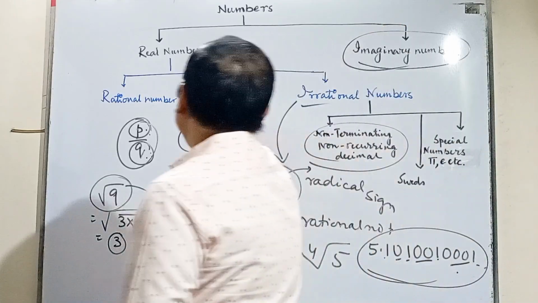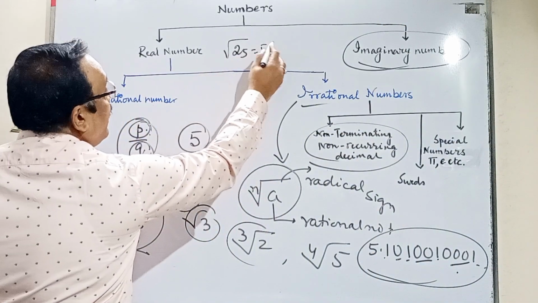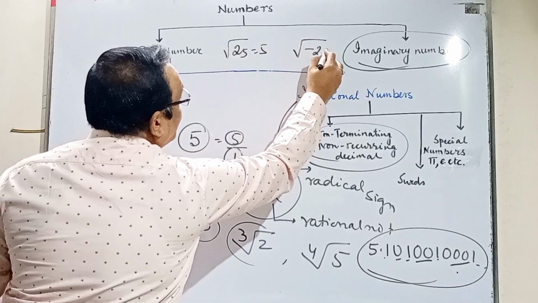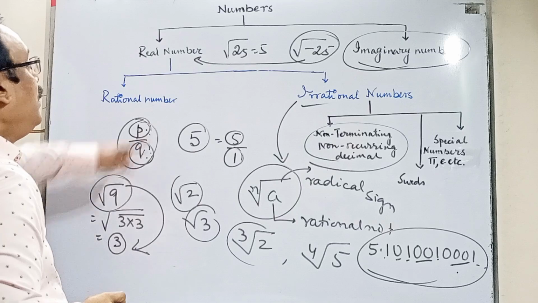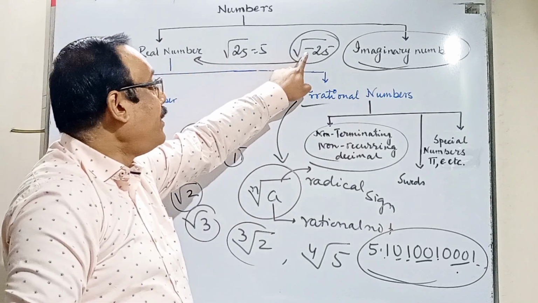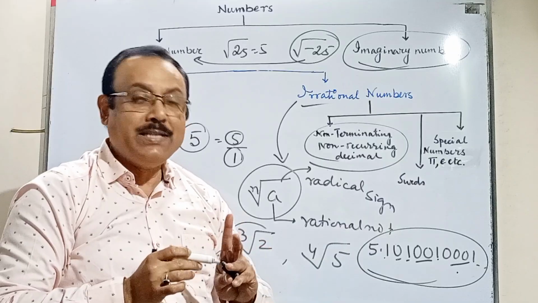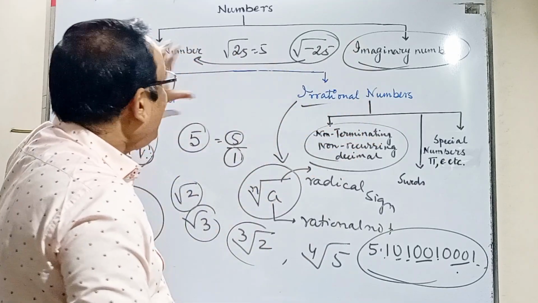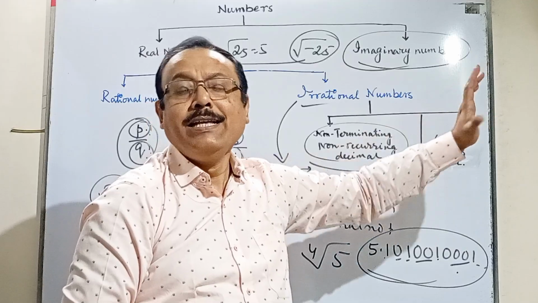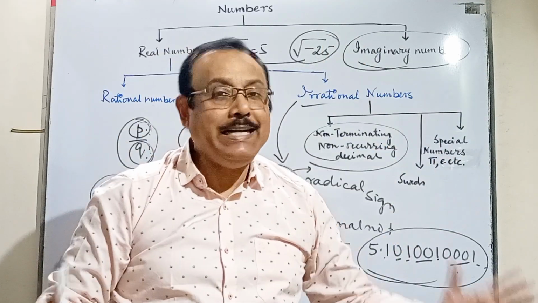Like, say, if I say root 25, I can take the square root, which is 5. But if it was root of minus 25, I am unable to solve this within the platform of real numbers. When a minus comes inside the root, these numbers are called imaginary numbers. We will have separate videos on these topics where we will discuss them in detail.